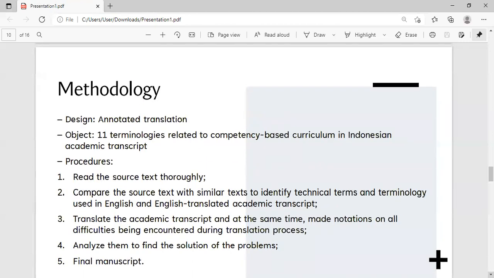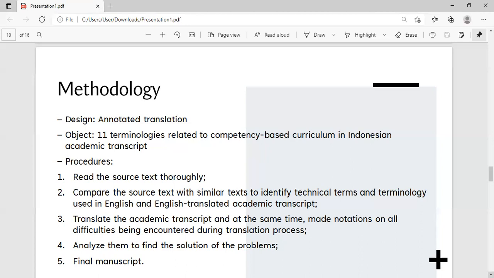Now we come to the methodology. This study is an annotated translation, and the objects are 11 terminologies related to the competency-based curriculum found in an Indonesian academic transcript. The procedures of translating those terminologies are, first, the translator, which is myself, read the source text thoroughly in order to gain a complete understanding of the text.